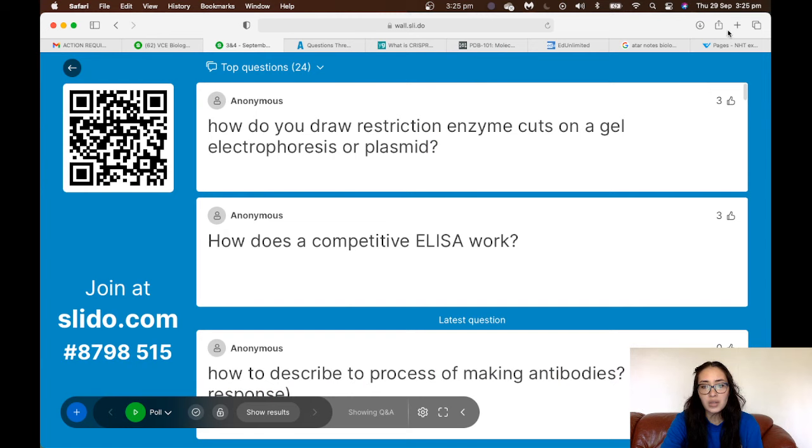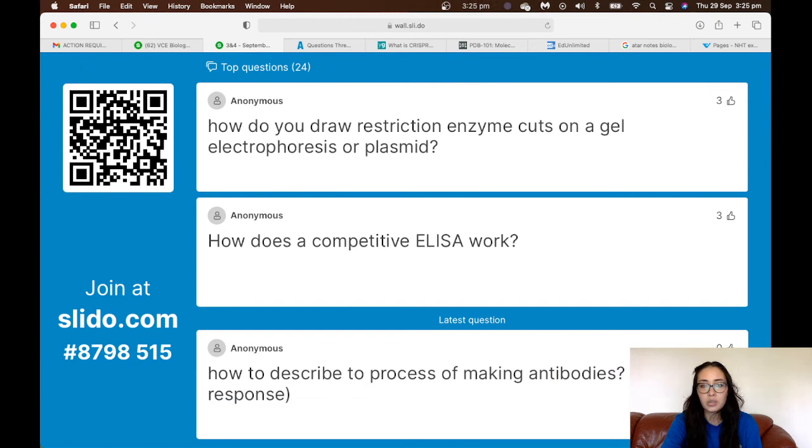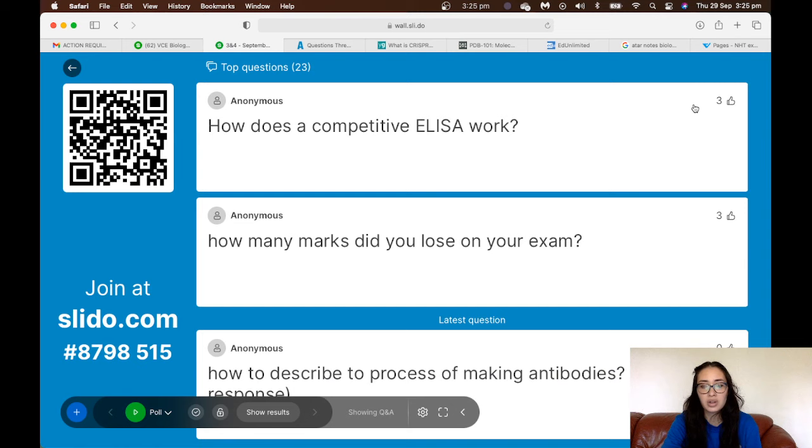I'm not sure what a competitive ELISA is, but I guess it's probably to do with the proteins being competitive or wanting to bind. So you probably have to spend a bit more time looking at that.